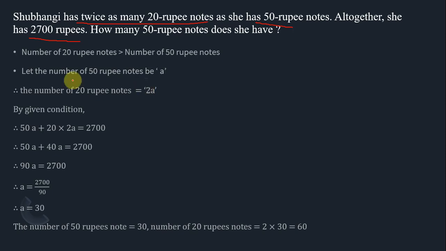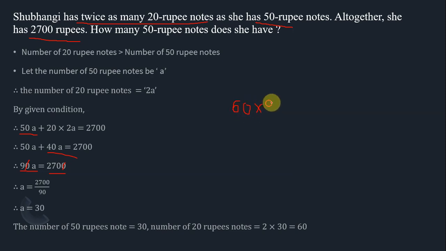So the amount of the 50 rupee notes is 50A. The amount of the 20 rupee notes is 40A, and all together that amount is 2700. Means 90A is equal to 2700. You can cancel the 0 here also, and so A is equal to 30. Means there are 30 notes of 50 rupees. Then the 20 rupee notes, double of that, means 60 notes of 20 rupees.